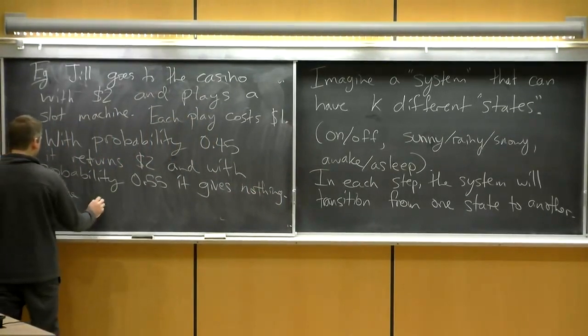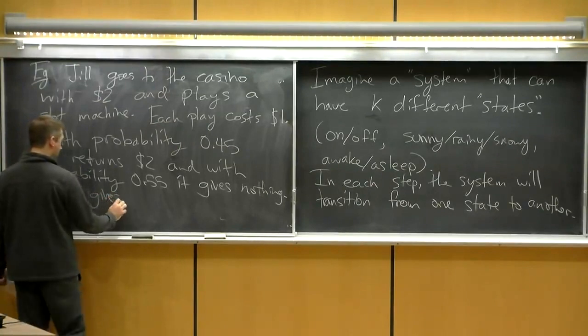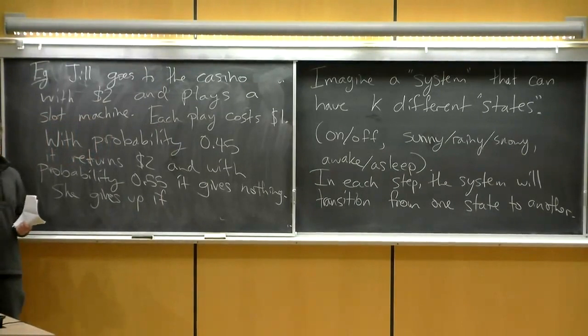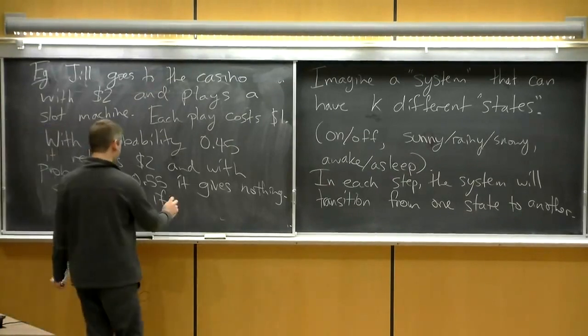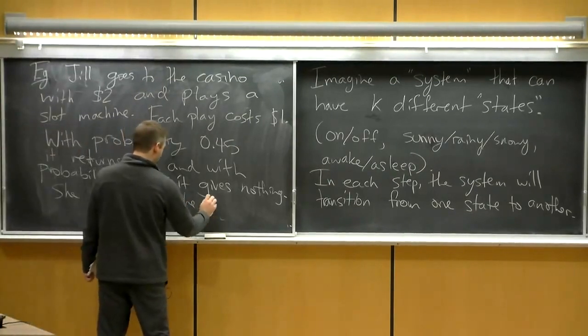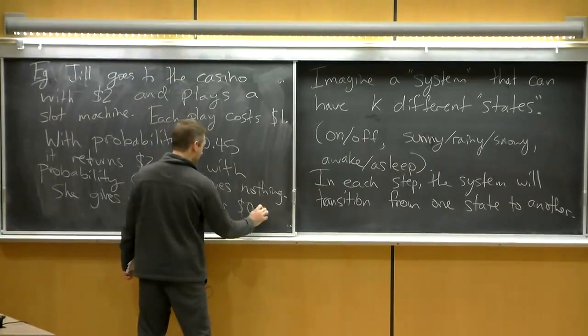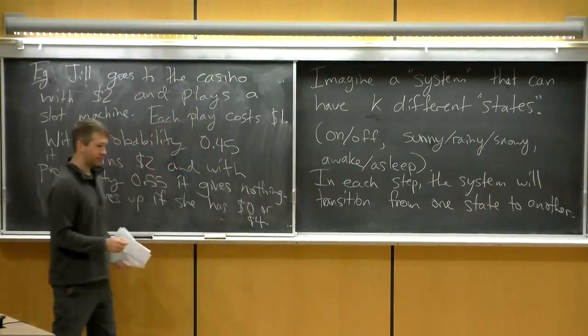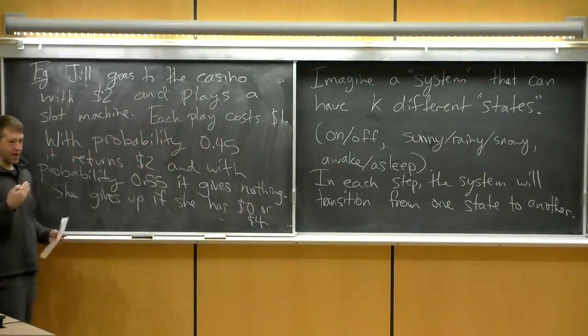So she will give up if she's going to play for a certain amount of time, put in $1, put in $1, and she's going to give up. Obviously, if she has no money, she has to give up. And then the other condition is if she doubles her money, so if she ends up with $4, she's going to say that's good enough, and she'll give up. So if she has $0 or $4 in total. Otherwise she's just going to keep playing.